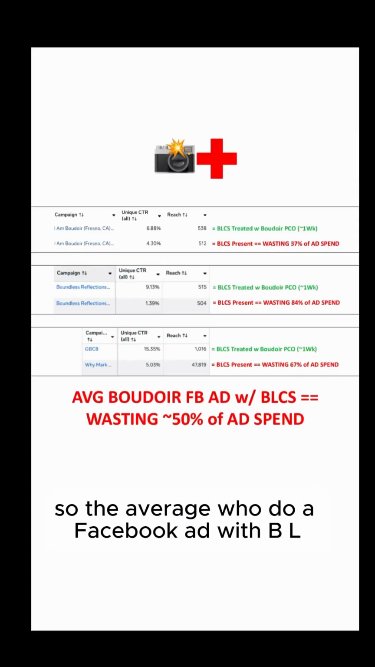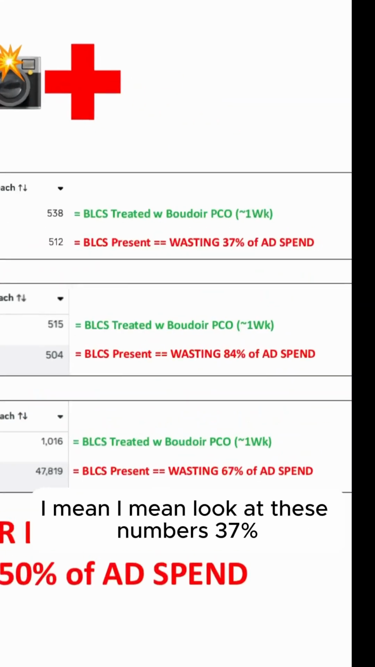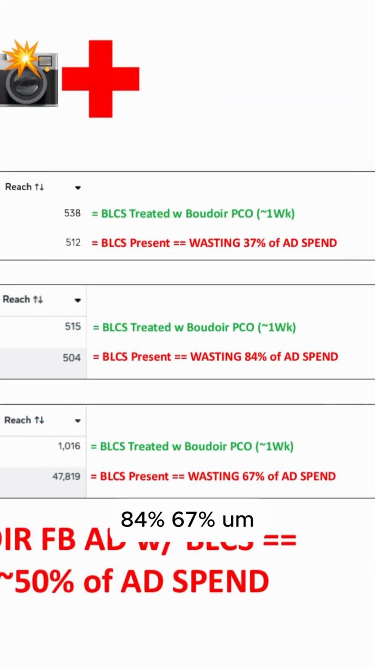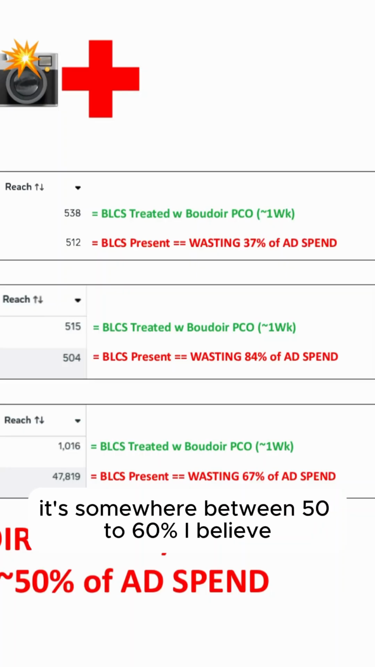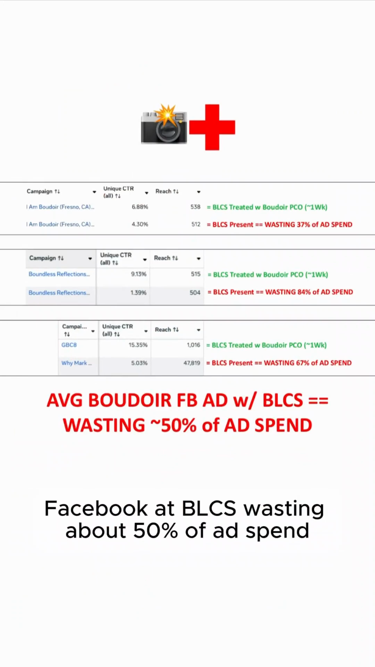So the average boudoir Facebook ad with BLCS is wasting approximately 50% of ad spend. Literally, look at these numbers: 37%, 84%, 67%. Just take the average of those. It's somewhere between 50 to 60%, I believe. So the Facebook ad with BLCS is wasting about 50% of ad spend.